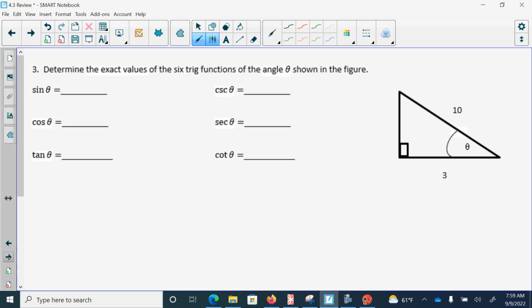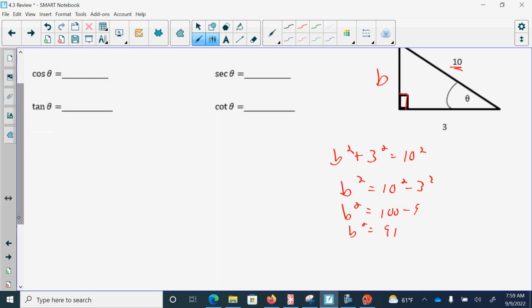All right, looking at the next one, it says determine the exact values of the six trig functions of the angle theta shown in the figure below. So here, I'm missing this side here, so I'm going to say b squared plus 3 squared is equal to 10 squared, because remember 10 is the hypotenuse, it's the side opposite of that right angle. So b squared is equal to 10 squared minus 3 squared. We can do this in our head, this is 100 minus 9, so b squared is equal to 91. So b is equal to the square root of 91.